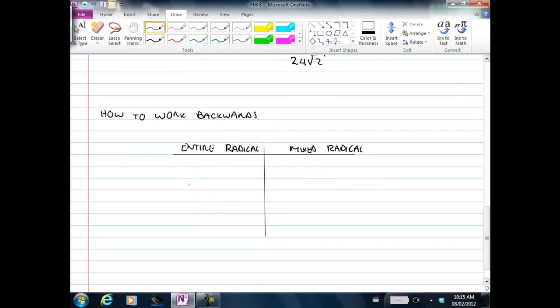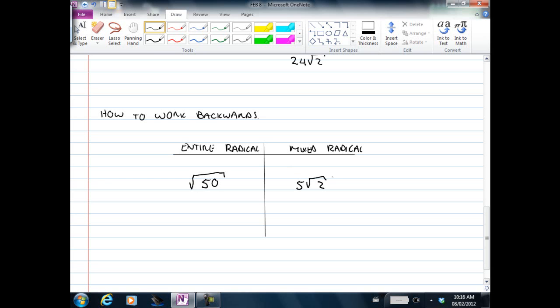For example, root 50. I want you to put it in mixed form. Mixed form means simplify it. Okay? That's what mixed form means. So root 50. Keeping it simple. Divya, what is in mixed radical form? 5 root 2 is correct.